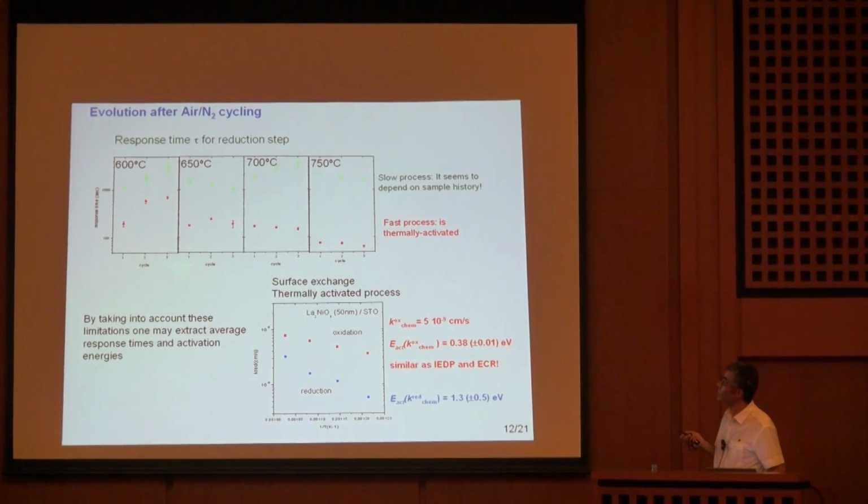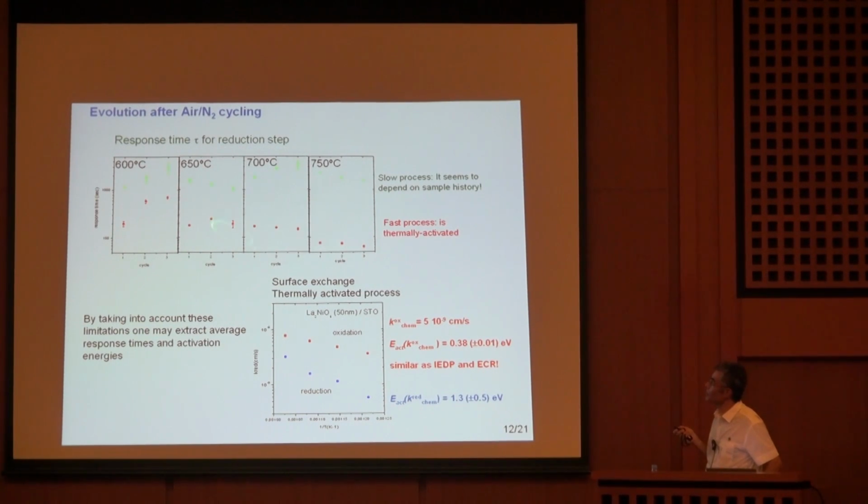And well, this also has an evolution with cycling. Whenever you use different cycles, especially at low temperature, it seems to evolve very much. Not only the fast step of the oxidation or reduction, but also the slow step is very dependent on the history. So this is something to take into account.